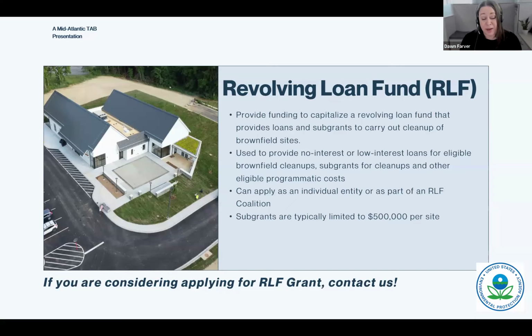Again, this is a little more complicated. We do have some technical assistance providers that can provide help for this. Grow America is currently our essentially TAB provider related to RLF specifically. If you're considering applying for an RLF grant, please reach out to EPA, to our project officers. We can help answer questions. We can also get you in touch with the right people if this is something that you're interested in doing. Okay, next slide, please.